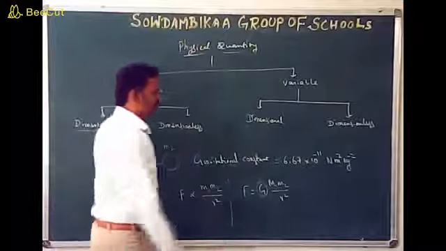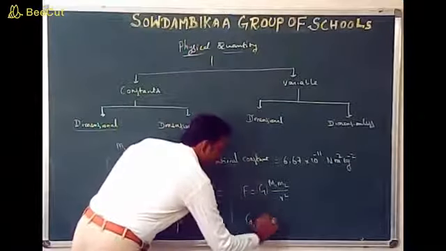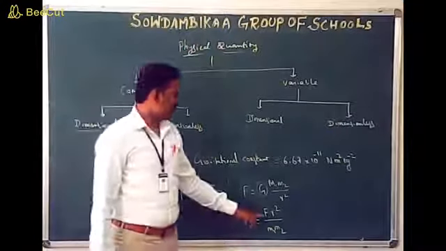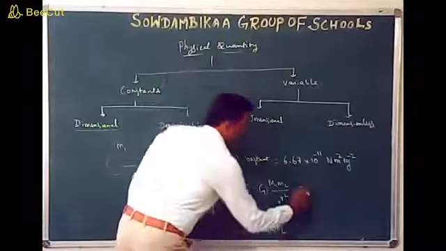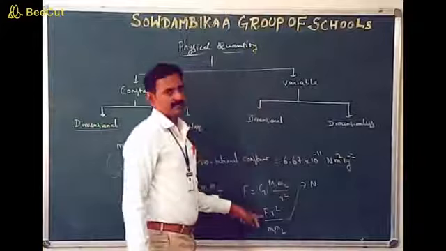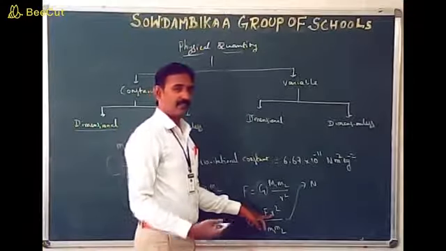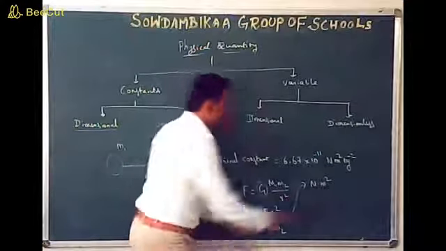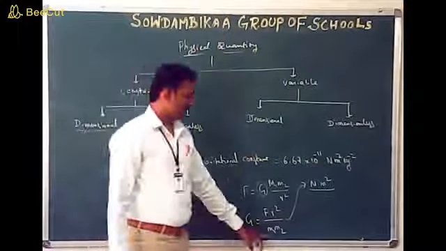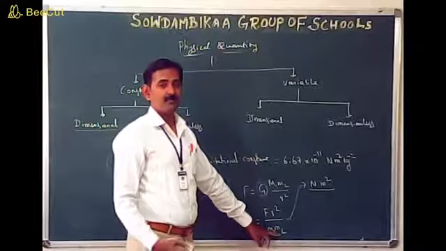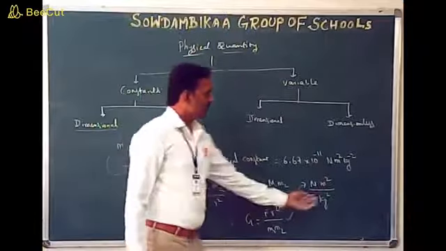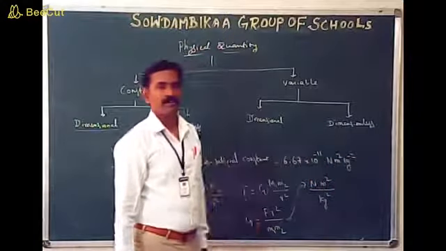How do we find out the unit for the gravitational constant? Here G is equal to F into R square divided by M1 M2. The unit for force is the Newton. The unit for R is meter, so meter square. M1 is the mass of the first body and M2 is the mass of another body. The unit for mass is kilogram, so kilogram into kilogram is kilogram square. So the unit is Newton meter square kilogram power minus 2.